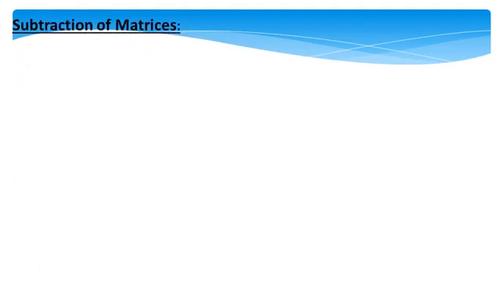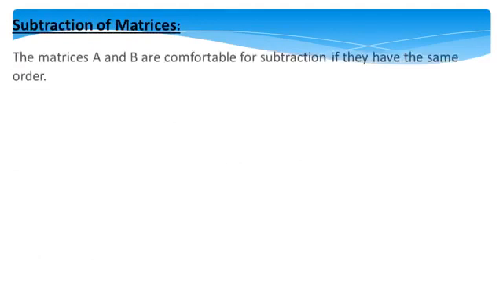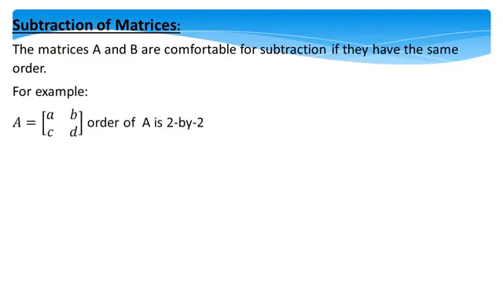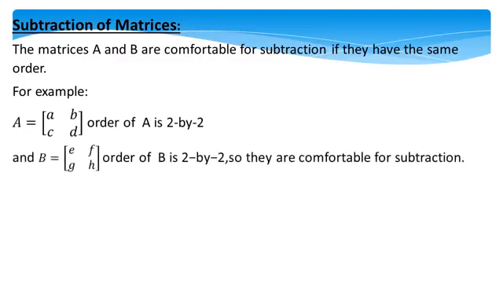Subtraction of matrices. The definition of subtraction of matrices is: the matrices A and B are comfortable for subtraction if they have the same order. For example, matrix A, the elements are A, B, C, D, and the order of A matrix is 2 by 2, and the second matrix is called B, and the elements of B matrix are E, F, G, H. The order of B matrix is 2 by 2, so they are comfortable for subtraction.